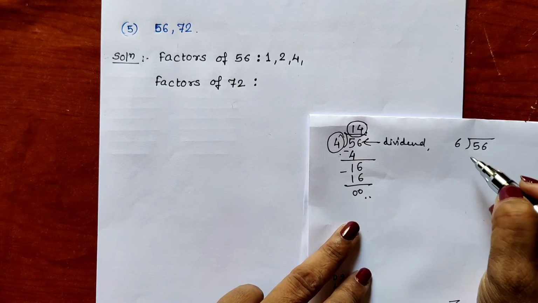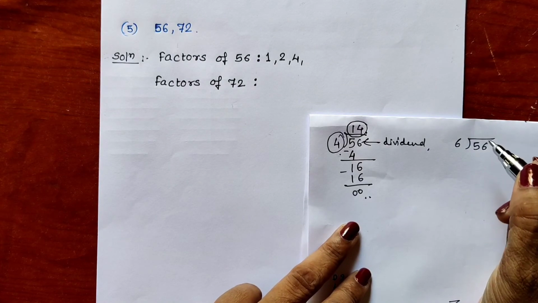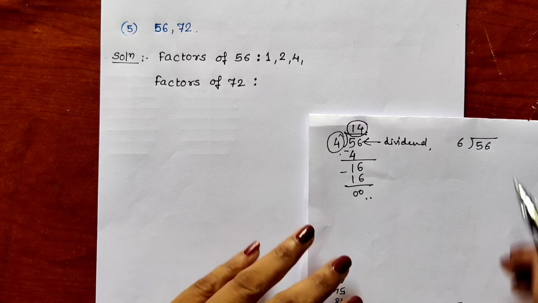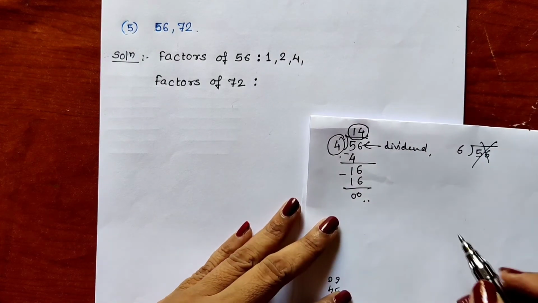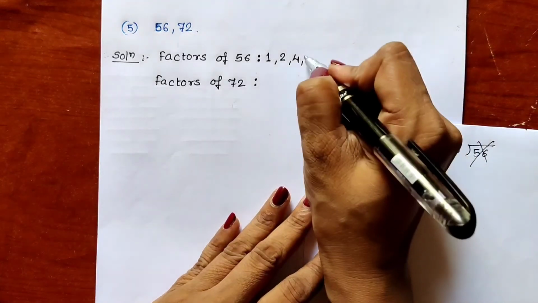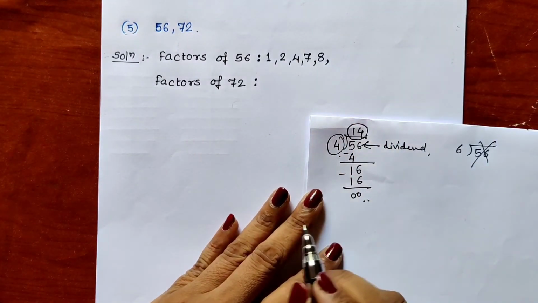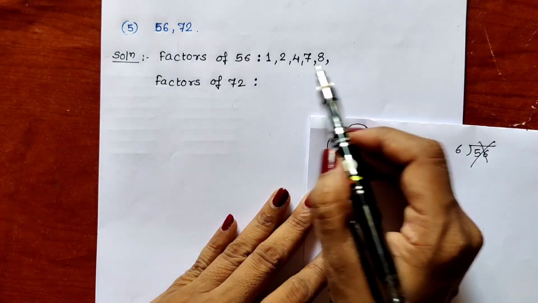Let us check by 6. 6 1s are 6, 6 2s are 12, 6 3s are 18, 6 9s are 54, correct? And 6 10s are 60. 54 and 60. 56 is not there, so it is not divisible by 6. Is it divisible by 7? Yes. 7 8s are 56. 8 7s are 56.